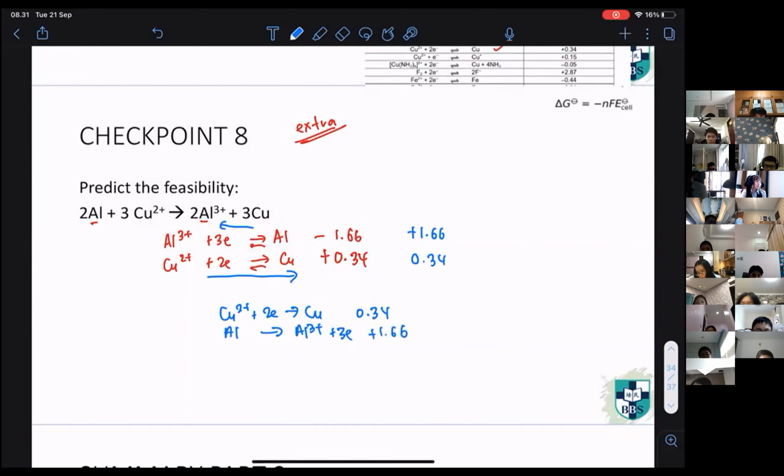If I want to find the E cell, correct, you just straight away add. When you add, you will get 1.66. You add with 0.34. So 2. So E value is 2. Positive 2.